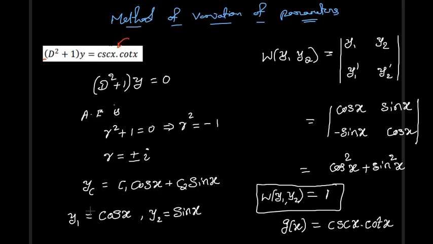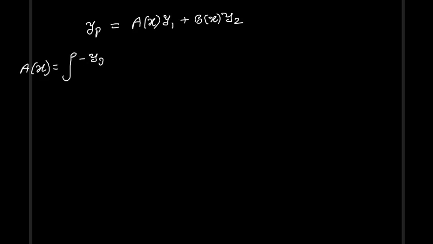So now let us write the formula for variation of parameters. Now we are going to write the particular integral as a of x into y1 plus b of x into y2, where a of x is given by this formula: a of x equals integral of minus y2 times g of x over the Wronskian of y1, y2, into dx.